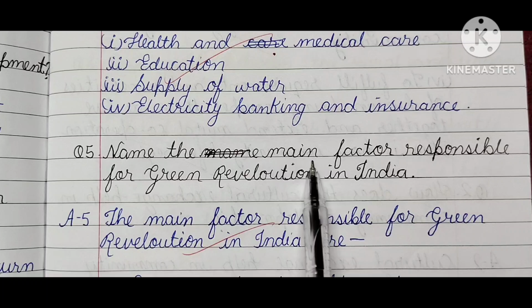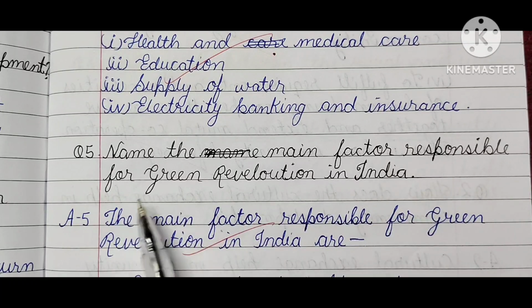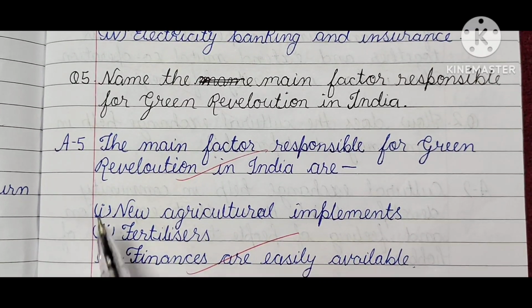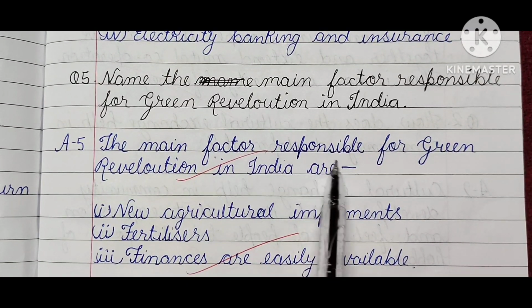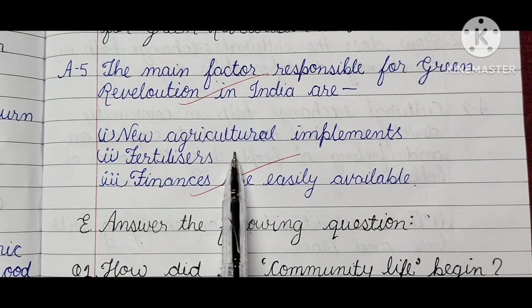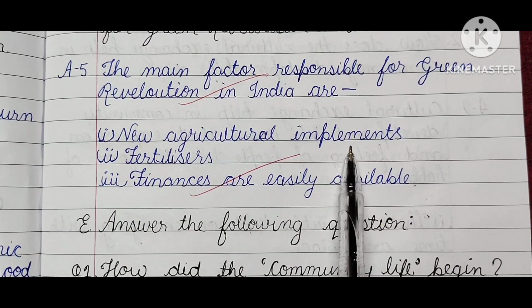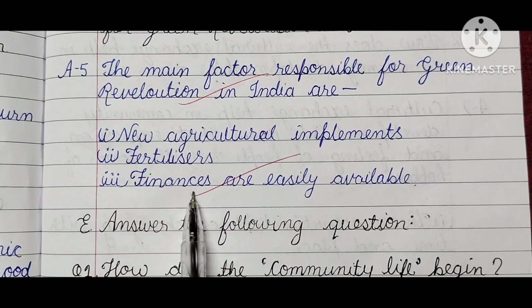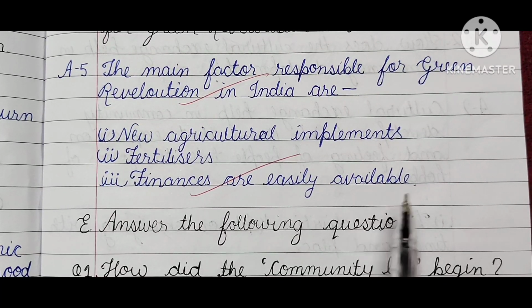Fifth, name the main factor responsible for green revolution in India. Answer. The main factors responsible for green revolution in India are: first, new agricultural implements; second, fertilizers; third, finances are easily available.